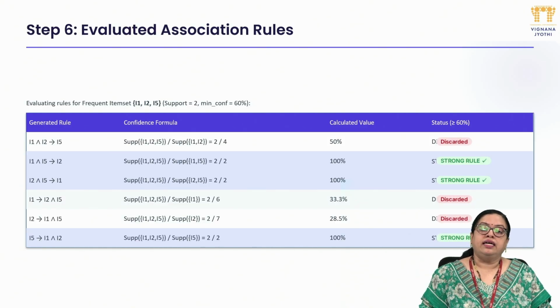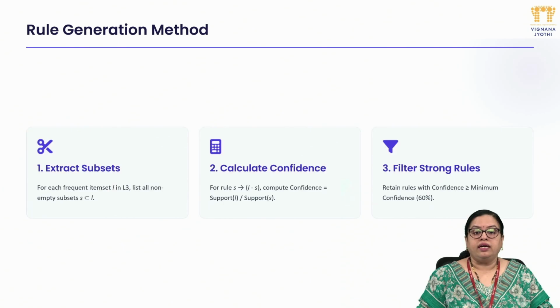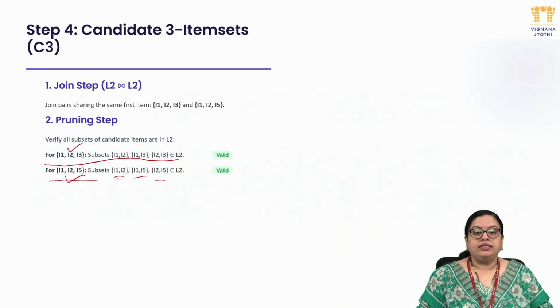Okay, so what is the result here? It equals 2 divided by 4. Okay, so how do you calculate I1, I2? What is the support here combinedly? We go back once again.